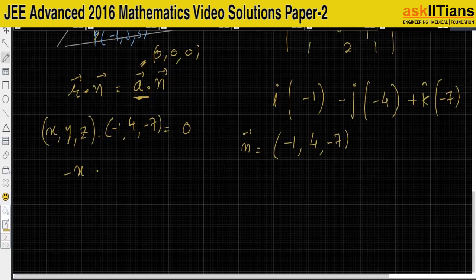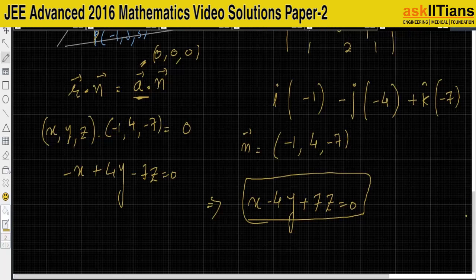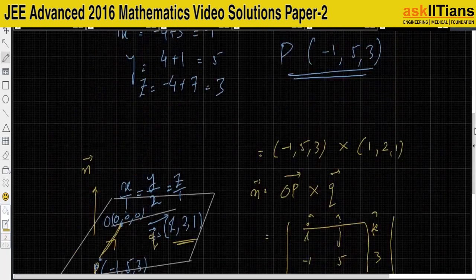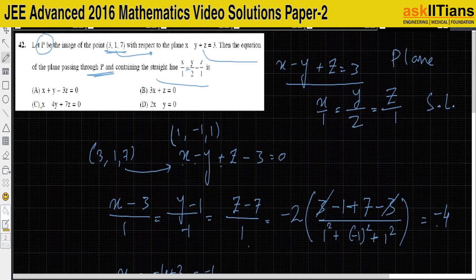So I'll get -x + 4y - 7z equal to 0, and if I take the minus sign common, our answer will be x - 4y + 7z equal to 0. This is the final answer. This is the equation of the plane which is passing through point P, and also it is containing the straight line which is given in the question. So this will be the answer.